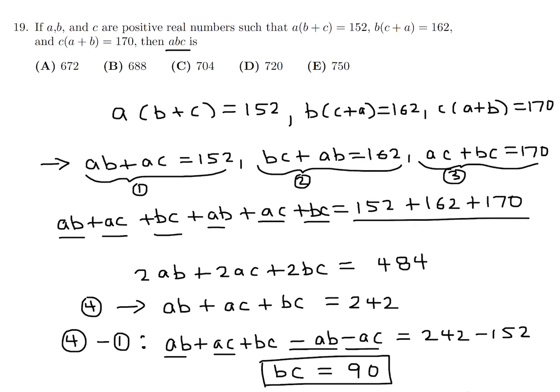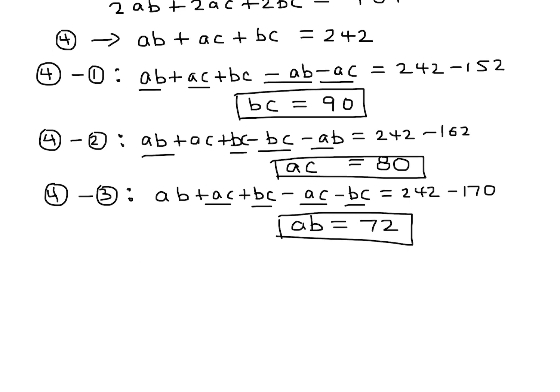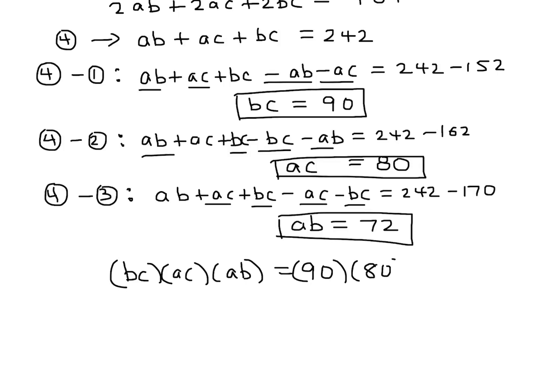Remember, what do we want to figure out? A times B times C, right? Well, we've got BC is equal to 90, AC is equal to 80, and AB is equal to 72. So multiply them all. BC times AC times AB gives you 90 times 80 times 72. And watch what happens. You get A squared, B squared, and C squared is equal to some big long number, right? 90 times 80 times 72.